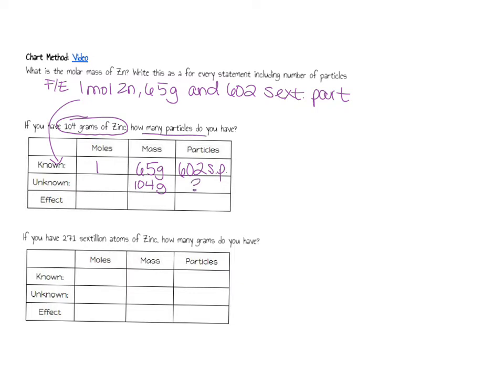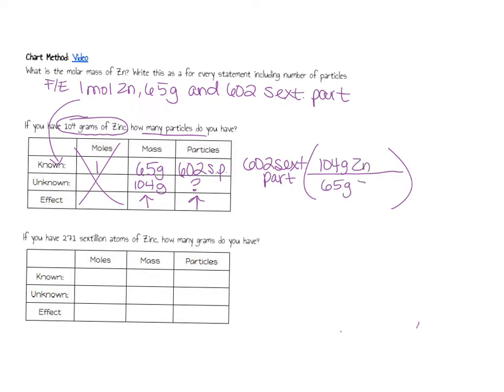So even though we have a mole spot here, the question doesn't really address it, so we can ignore that. And we can just look at mass and number of particles. So I see my mass went up, so that also tells me that my number of particles went up. So I'm going to start with what I don't know, which is my number of particles. So 602 sextillion particles of zinc. We're going to multiply it by a factor greater than 1. So we're going to put the bigger number on top, 104, because if you want it to go up, you put the bigger number on top. Grams of zinc over 65 grams of zinc.